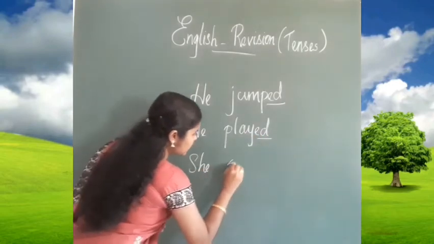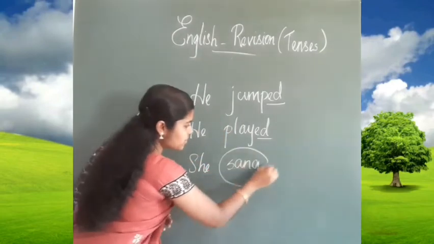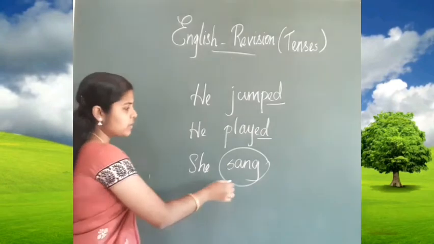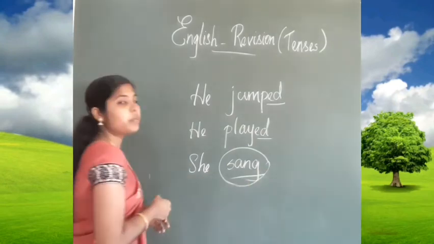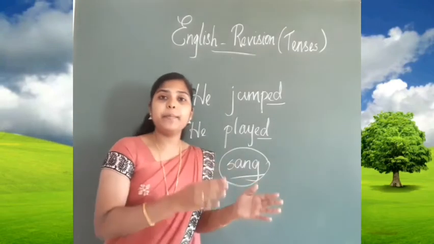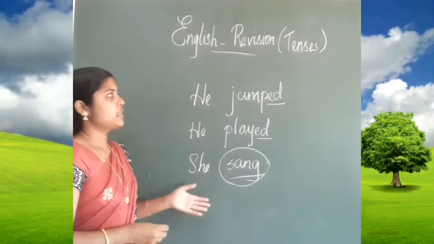She sang. What is this? Sing, sang, sung. So this is the past form of the verb. So an activity which happened already in the past, that is simple past.